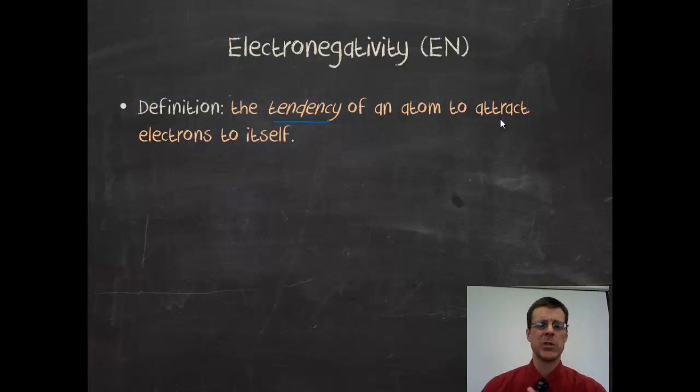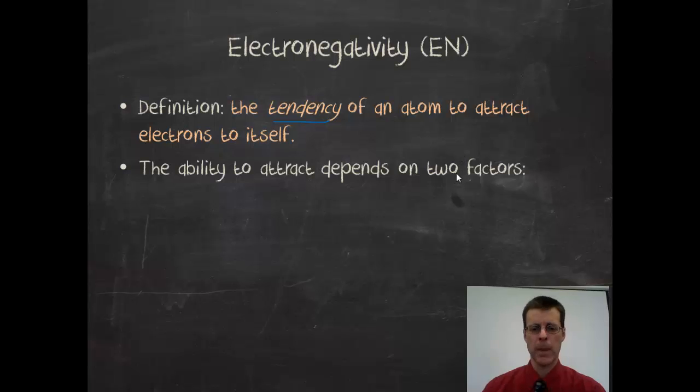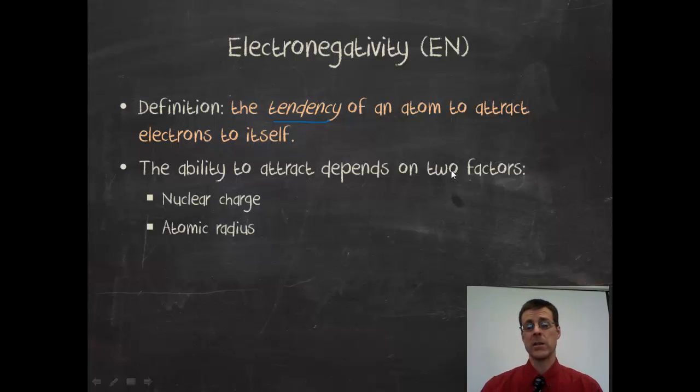So you put two atoms into a cage match with an electron: who wins? Who ends up with the electron? That's electronegativity. Whether or not an atom can do that attracting, pull an electron to itself, depends on two things. Nuclear charge: it's the positive charge that's going to attract that negative electron. And the atomic radius: how close can that electron get to the positive nucleus? How far away is that attracting charge?